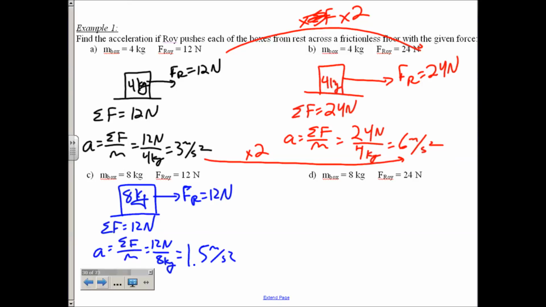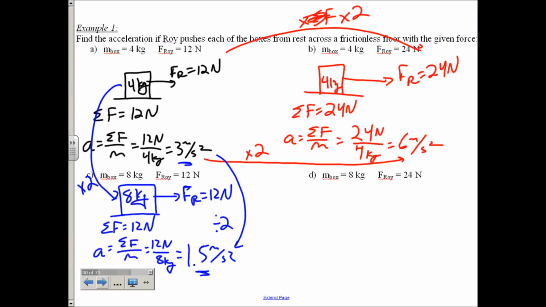So now what we've got is this. We've got the same force, but what happened is our mass got multiplied by 2, and our acceleration got smaller, didn't it? Got divided by 2, because they're inversely proportional. Basically, this is comparing the empty shopping cart to the full shopping cart. Part A is the empty shopping cart. It gives us a pretty big acceleration. And part C is the full shopping cart. It's heavier, right? 8 kilograms, and so you get a smaller acceleration.